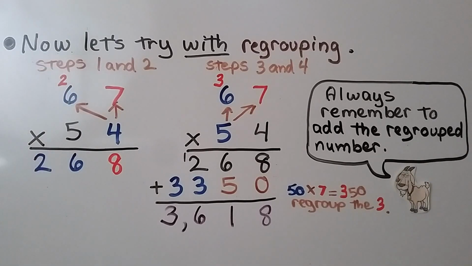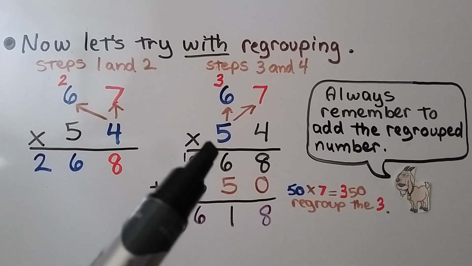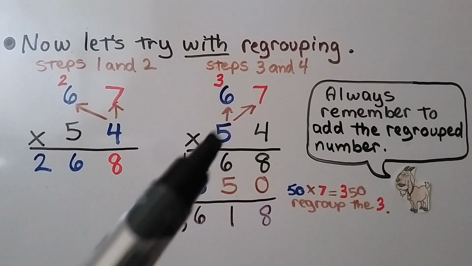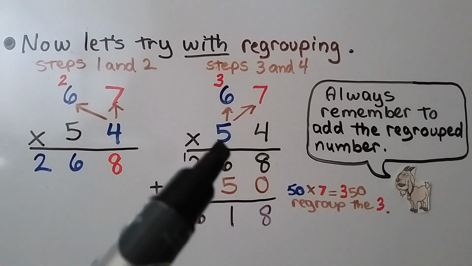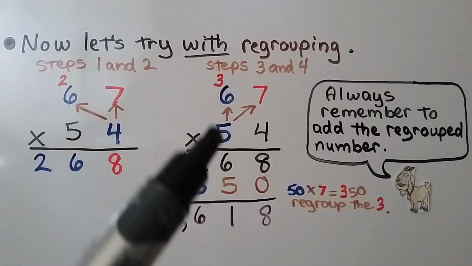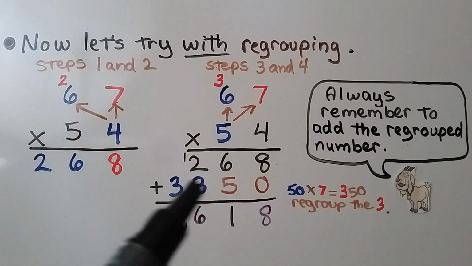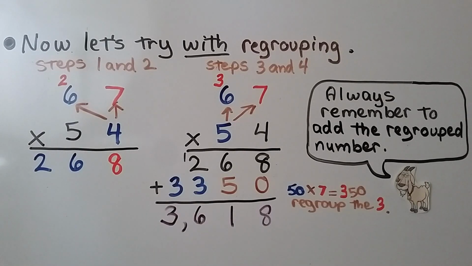So we started here, multiplied straight up, regrouped, then multiplied off to the left, added the regrouped amount, and wrote it here. Then we went to the tens place. We leaned off to the right and multiplied, regrouped the number down here. Then we went straight up, multiplied, and added the regrouped number, and then added our partial products. We're going to keep trying this, so hold on.